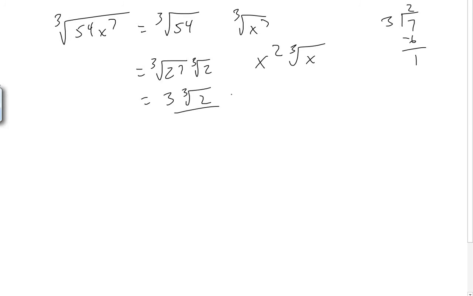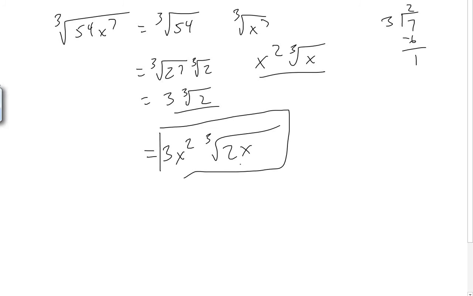The point is, I got 2 separate answers for each piece. So now it's time to put them back together. I have to put them back together with everything that came out on the outside, everything that stayed in on the inside. Meaning there's a 3x squared that comes out. There's a 2 and an x inside the cube root. So this is my final answer, 3x squared cube root of 2x.